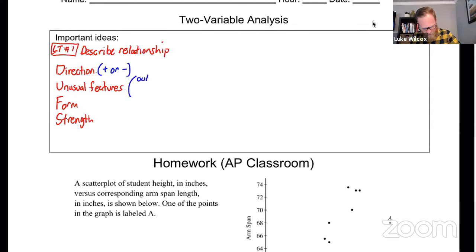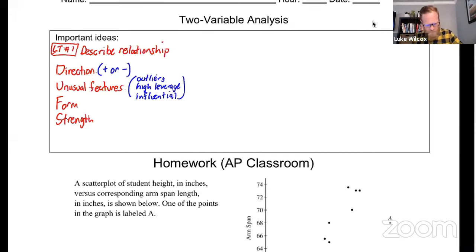We had outliers, which don't follow the general trend of the data and do have a large residual. We have high leverage points, which are going to be points way down on the x-axis or way up on the x-axis. And then we have influential points, which are ones that if you were to remove them would make big changes on the slope, the y-intercept, or the correlation value r.